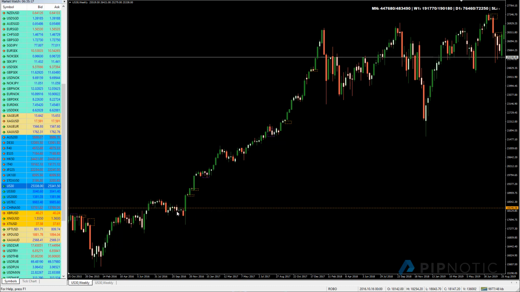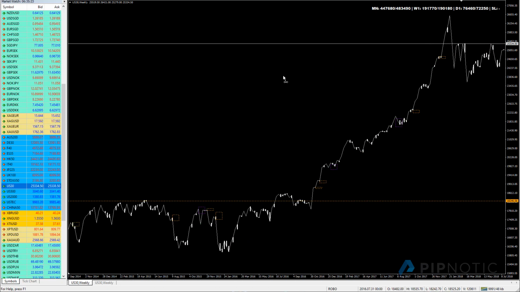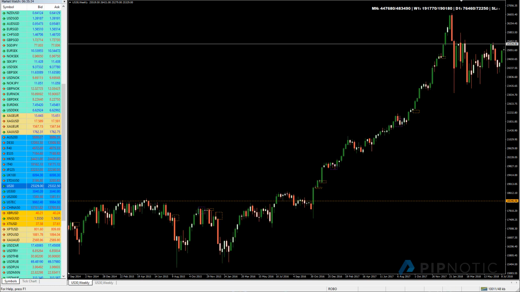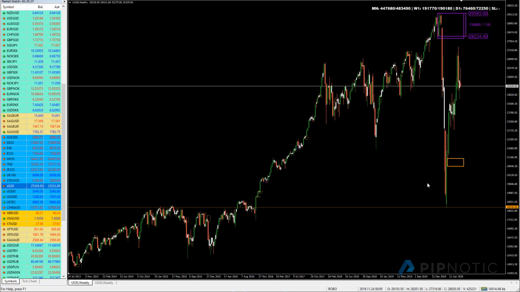You just go to the meat of it, and if you have a look here on the line graph, you can just see how this is a very nice area. It's respected by the price closes. Okay, so that's what we have there. Price poked right into that.